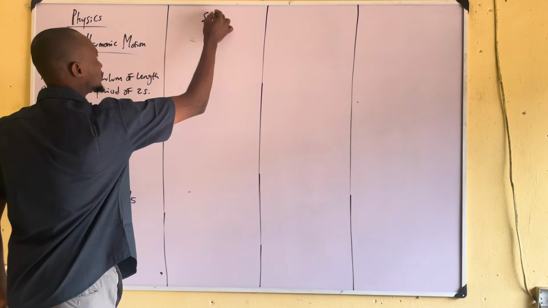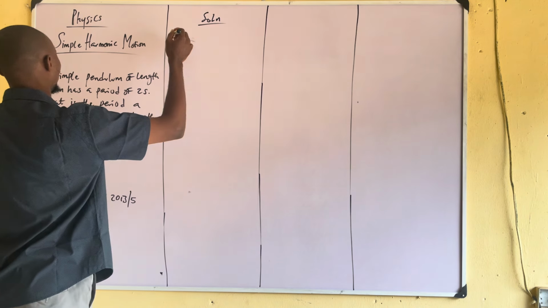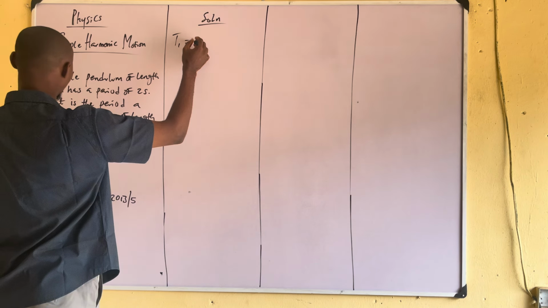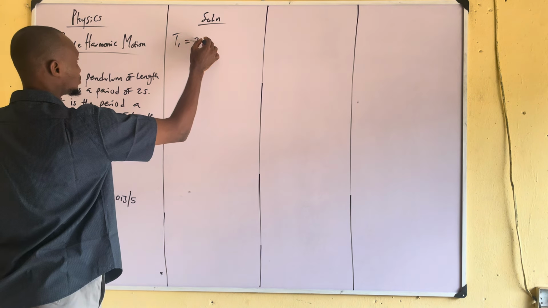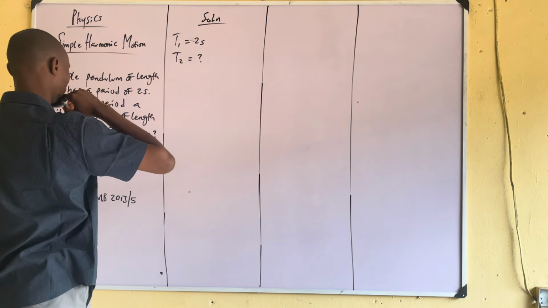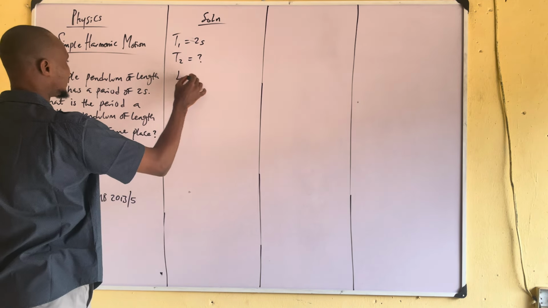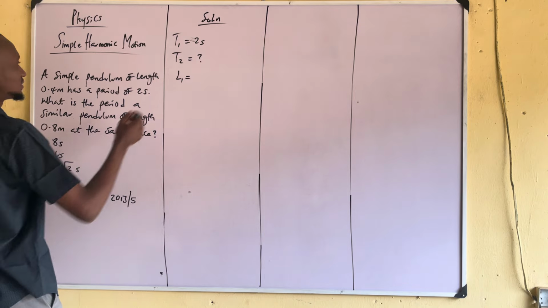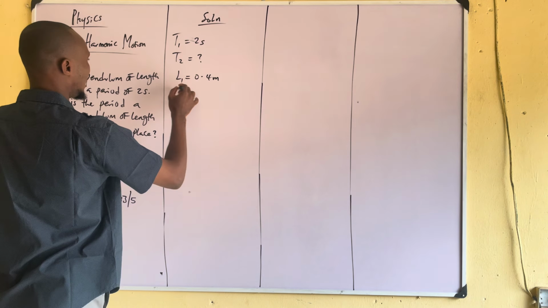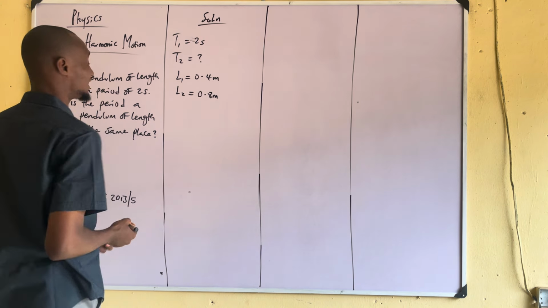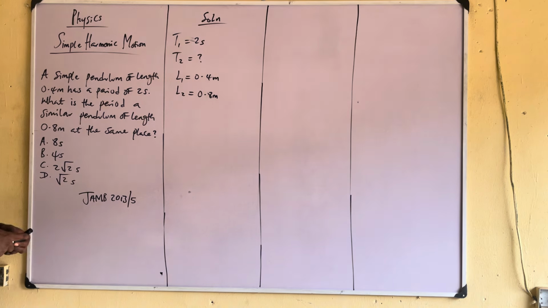Solution. We have T1. T1 here is what? 2 seconds. Is that correct? 2 seconds. T2 is unknown. And we have our length here. Our L1 is what? 0.4 meter, and our L2 is 0.8 meter. Is that correct? Good.